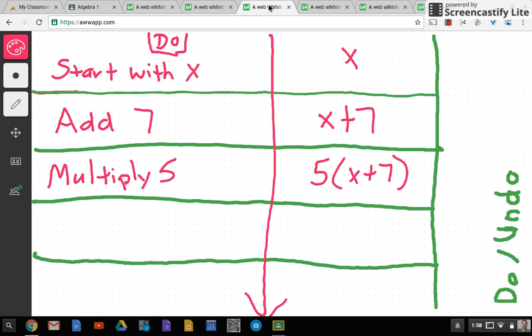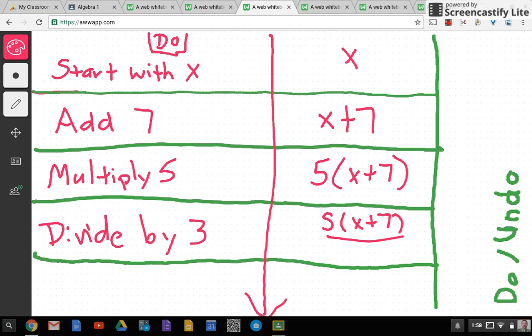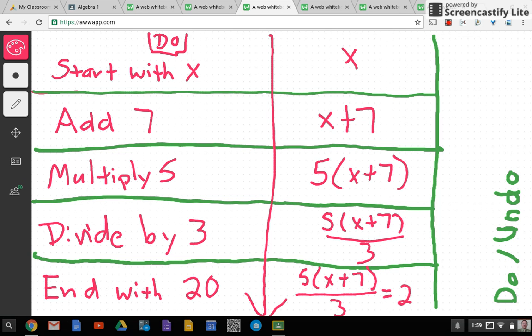There's the 3 underneath it. So I'm going to divide by 3. So that would look like this. And finally, I'm going to end with what it would equal, so I'm going to end with 20. So that would make the whole thing look like this, which is what we started with. Okay, so that's what I would do if I was writing that equation.